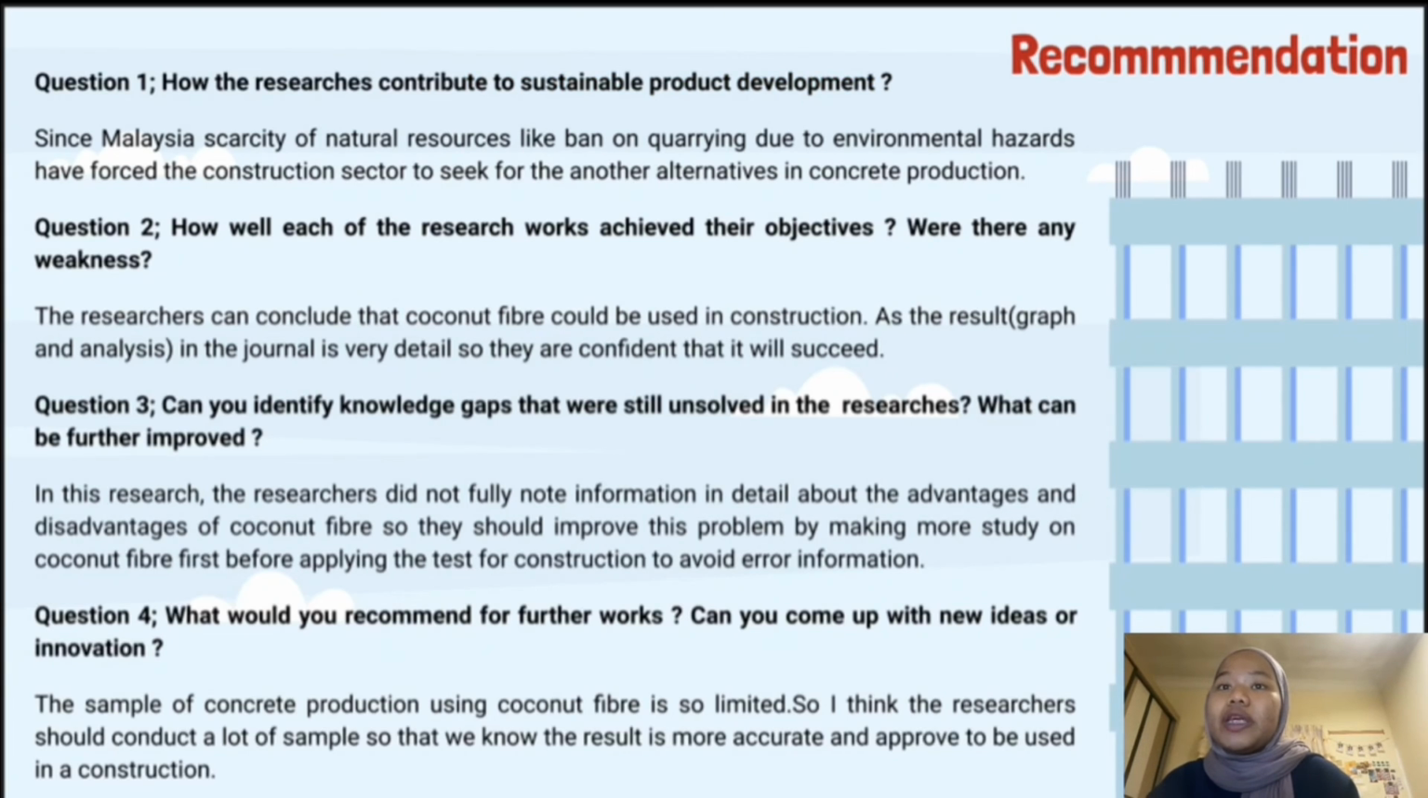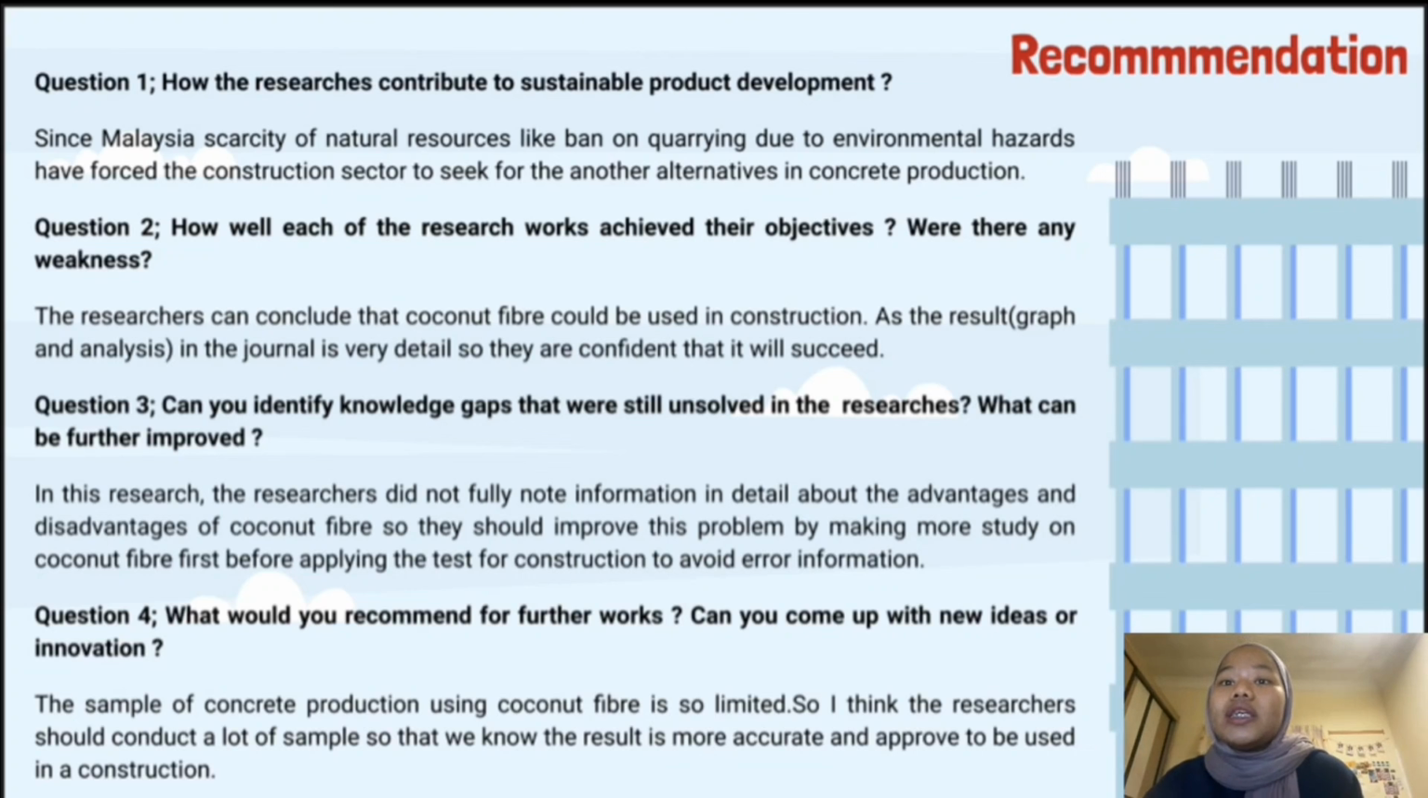This is the recommendation for this investigation, which is, first, since Malaysia's scarcity of natural resources, like the ban on quarrying due to environmental hazard, have forced the construction sector to seek another alternative in concrete production. The researchers can conclude that coconut fiber could be used in construction. As the result, graph and analysis in the journal are very detailed, so they are confident that it will succeed.